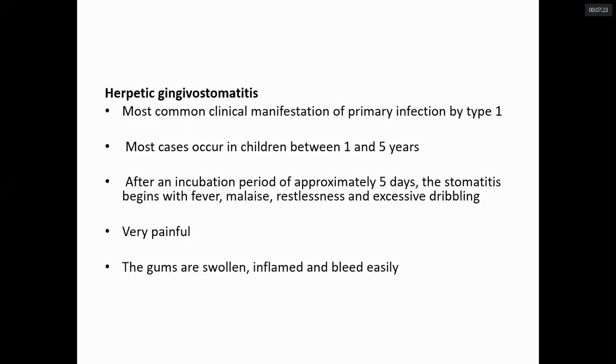Herpetic gingivostomatitis is the most common clinical manifestation of type 1 herpes simplex virus infection. Most cases occur in children between 1 and 5 years. Usually after an incubation period of approximately 5 days, the stomatitis begins with fever, malaise, restlessness, and excessive dribbling of saliva. It is very painful, and the gums are swollen, inflamed, and bleed easily.